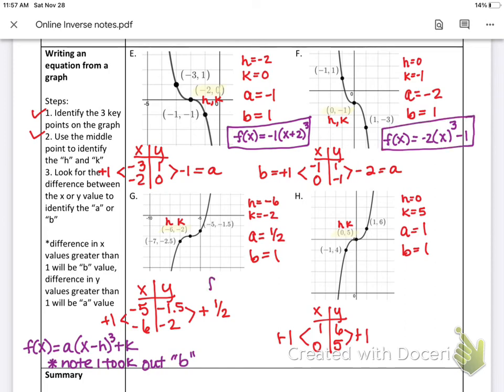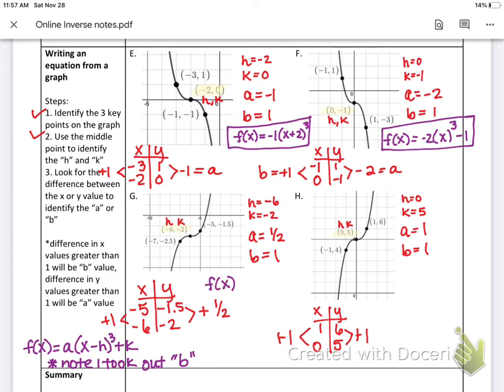So I would love for you guys to pause the video again right now and try G and H on your own. Can we do this? Remember, practice makes perfect, and so the only way for you to practice and solidify the understanding is for you to try it. So go ahead, pause, and try G and H. Okay, let's go ahead and see if you got it right.